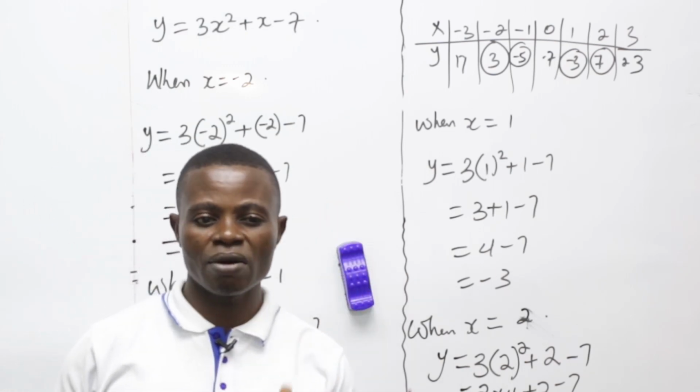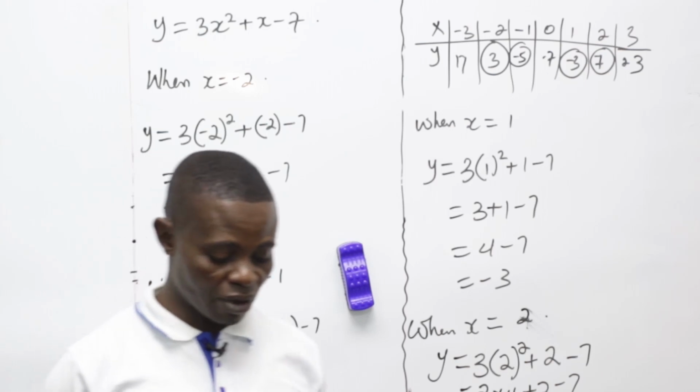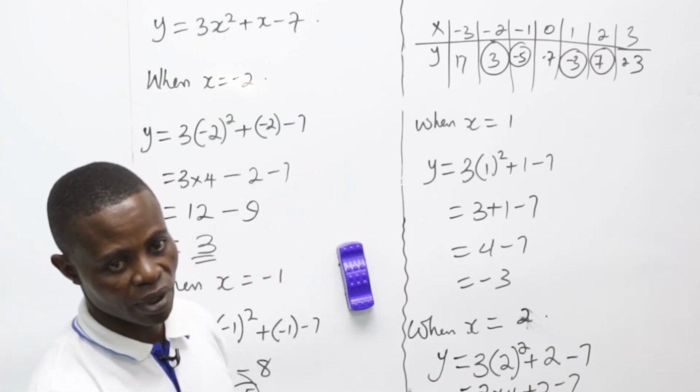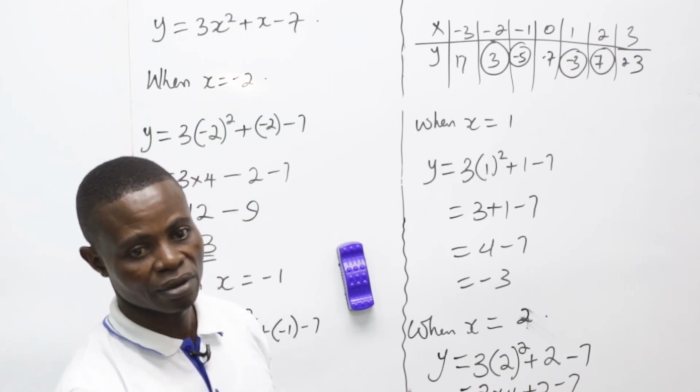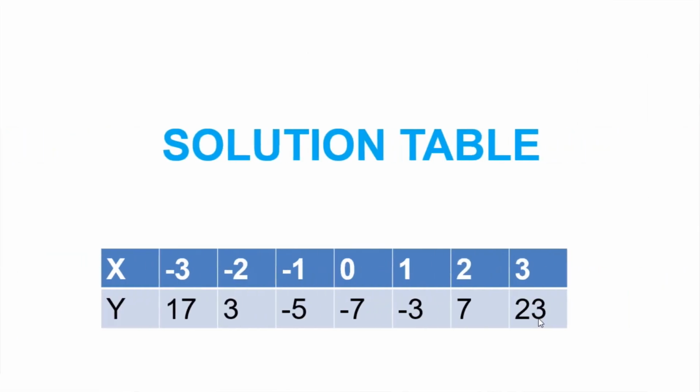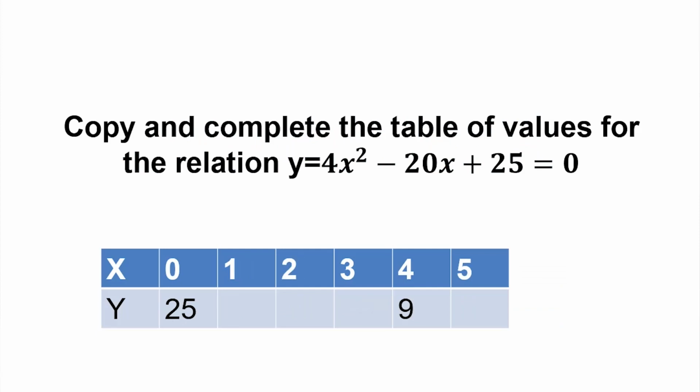Just copy and complete the table of values for the relation Y equals 3S squared plus S -7. So look at the table. You can see it's the same thing you have here that you're still having on the solution table. So let us look at another one you can solve.